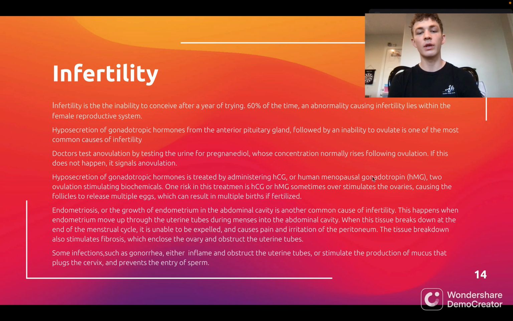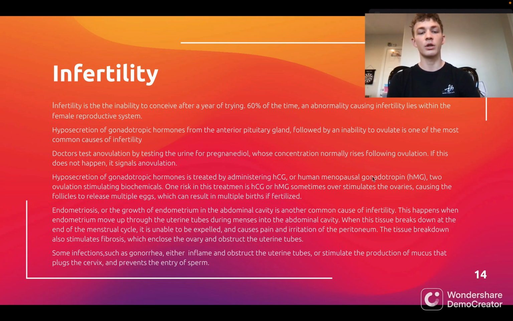Endometriosis, or the growth of the endometrium in the abdominal cavity, is another common cause of infertility. This happens when the endometrium moves up through the uterine tubes during menses into the abdominal cavity. When the tissue breaks down at the end of the menstrual cycle, it is unable to be expelled and causes pain and irritation in the peritoneum. This tissue breakdown also stimulates fibrosis, a condition which encloses the ovary and obstructs the uterine tubes.